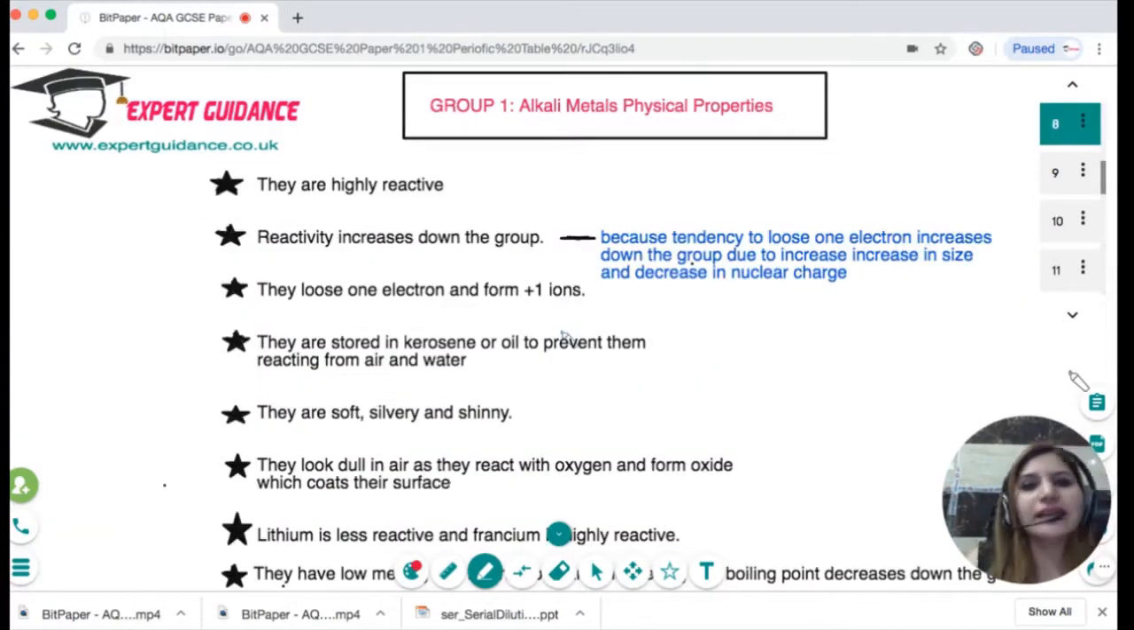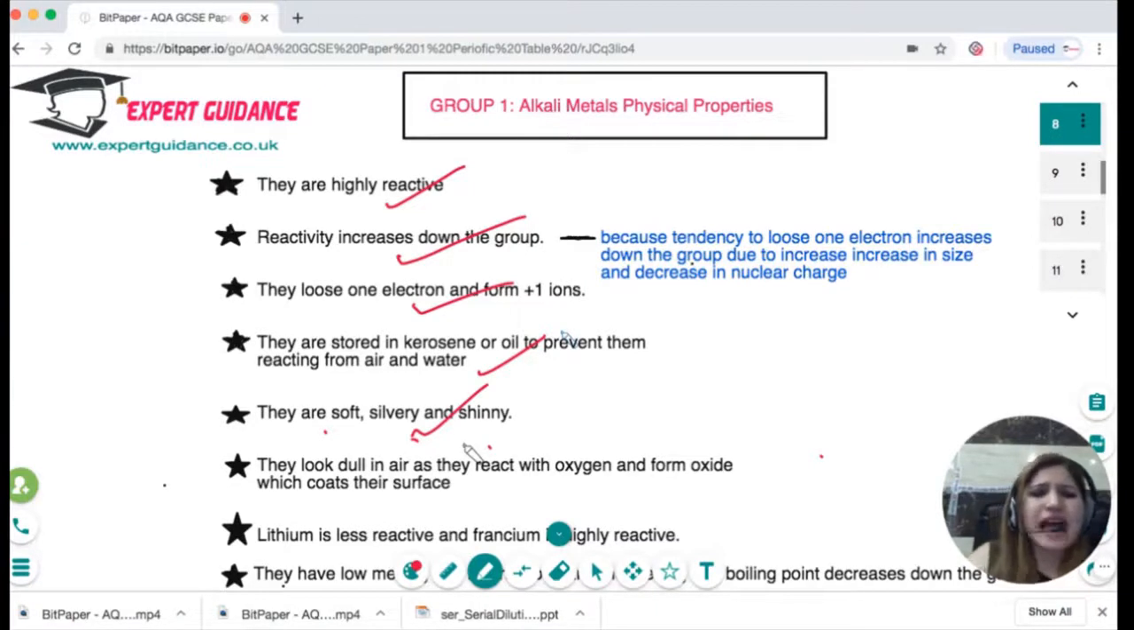Okay, now let us look at the physical properties of group 1. They are highly reactive. Their reactivity increases down the group. Since they have 1 electron in the outermost shell, they lose 1 electron and form positive 1 ions. They are stored in kerosene and oil. Why? Because they are highly reactive. They can easily react with oxygen in the air, or moisture in the air, and can cause an explosive reaction.